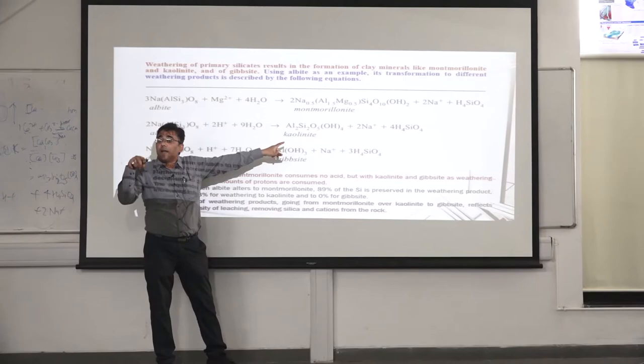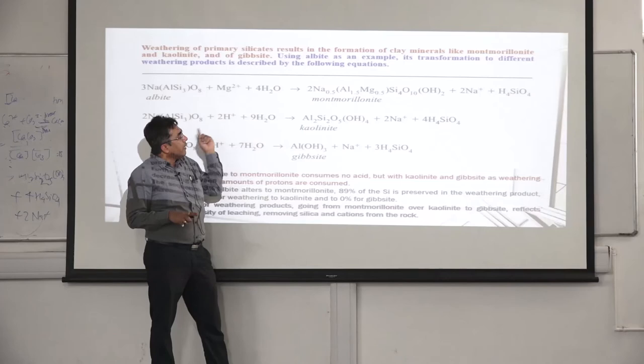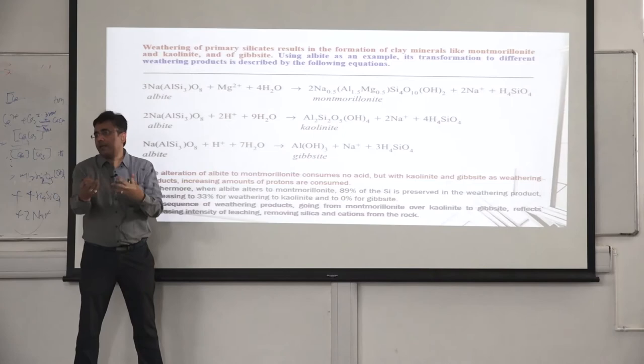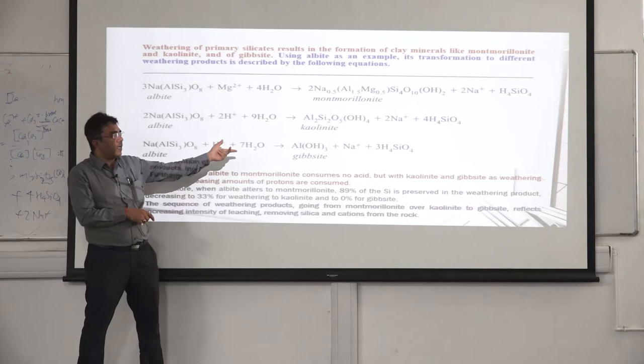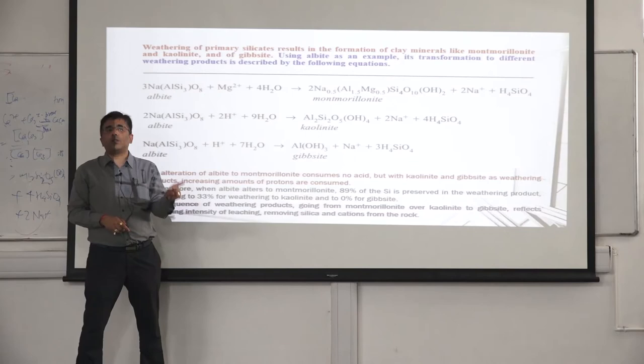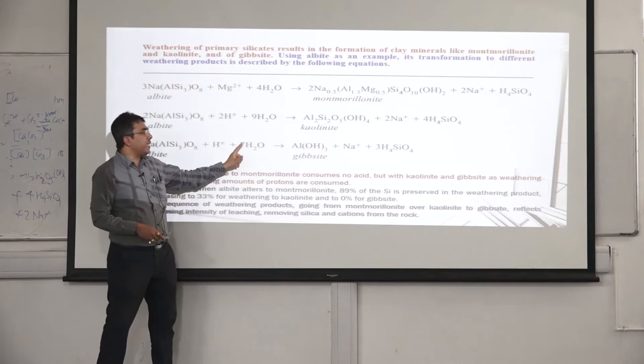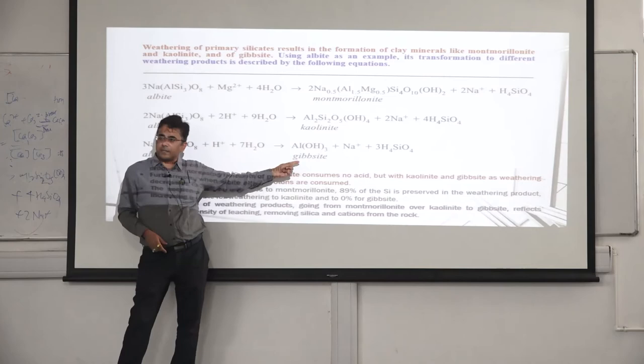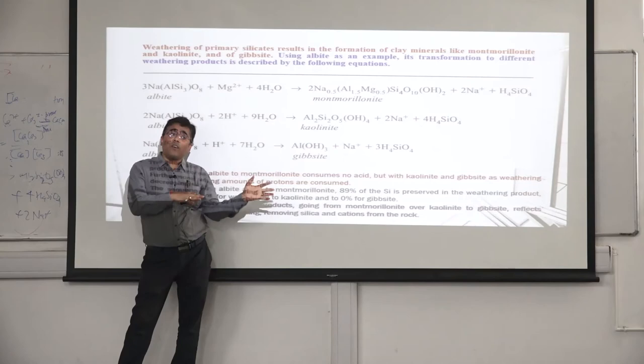But what is different here is that it depends. If I took a rock, took a soil, and I measure that 10% is montmorillonite, 30% is kaolinite, 50% is gibbsite, this soil cannot belong to a dry place, because this needs a lot of water. A lot of water is needed for albite or kaolinite to convert into gibbsite. So this kind of soil cannot exist in a dry place. So rainfall can also determine the type of minerals present in the soil.